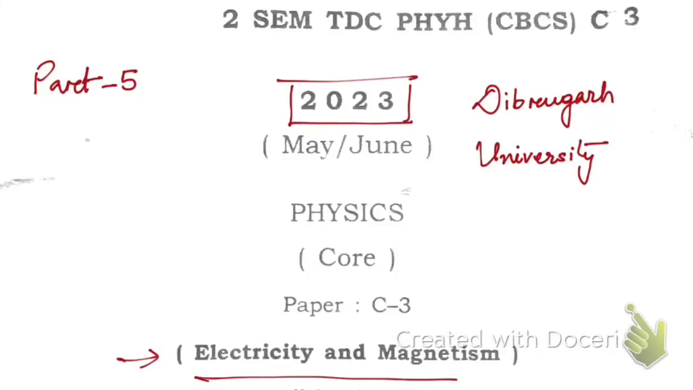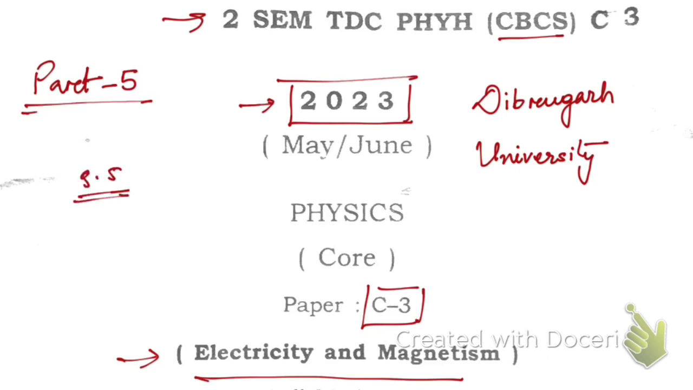Electricity and Magnetism C3 CBCS second semester of 2023. In the last video we have already solved up to question number 5. This is part 5. Here we're going to start from question number 6 and here we're going to complete the paper.